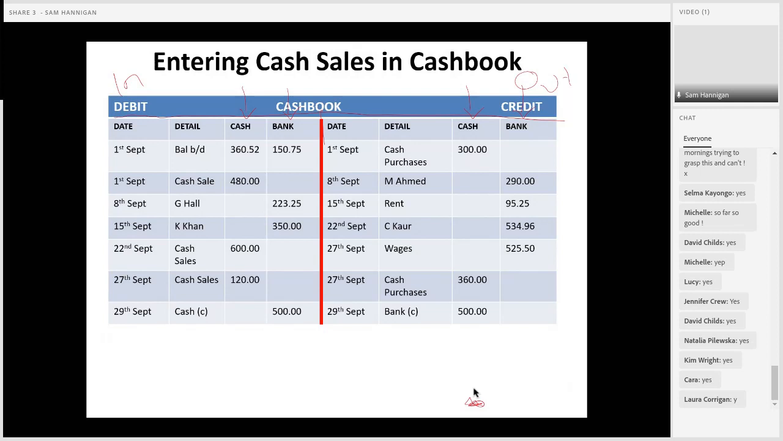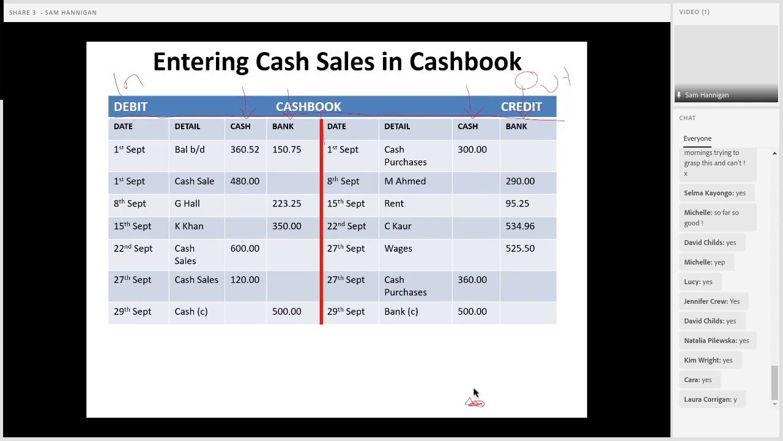Okay, then. So what we've got here on the debit side, we've got a cash sale of 480. We've got Geol and KCON, they've paid us, and that's gone straight into bank because they're credit customers. You've got some more cash sales, and then we've got this one on the 29th, which says cash and a little C in brackets, okay? That C means contra, okay? That means that something on the opposite side equals it, all right? So the credit side, you've got cash purchases. You've got MRMED, which we've paid. You've got rent, we've paid.